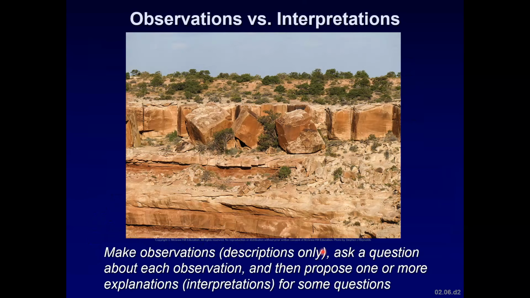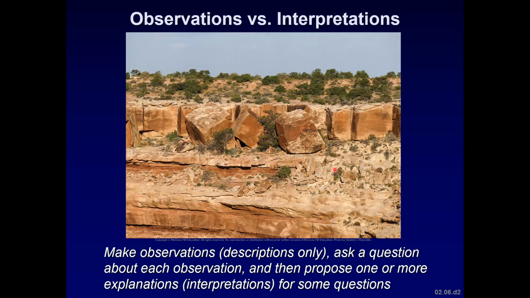We can think as well, again, about observations versus interpretations. You can make observations here, like I see some vertical fractures and then blocks of rock, bedded rock layers that are falling down. You could ask a question about each observation, like why are these things separate from the rest of the rock unit? And you could propose one or more explanations or interpretations for some questions.